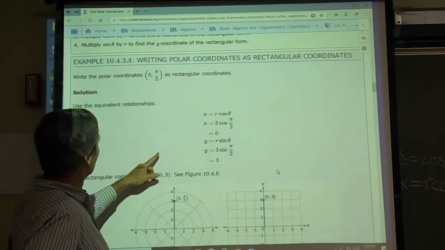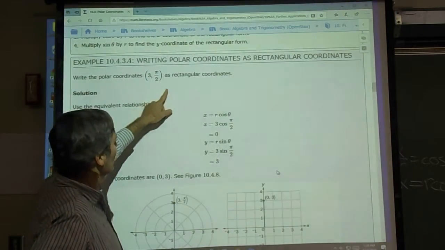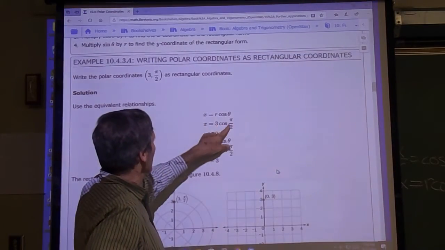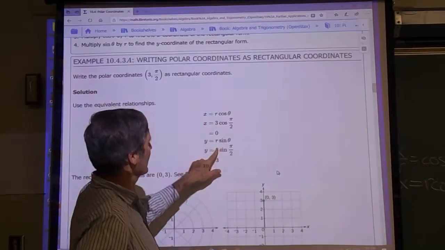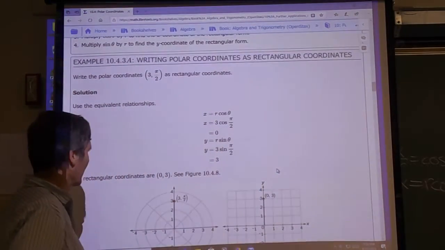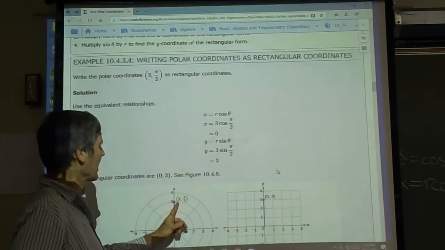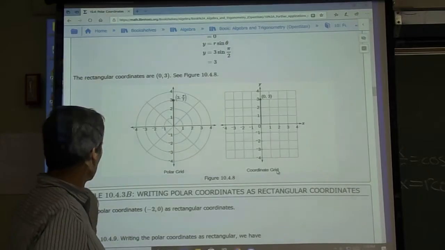Here's converting from polar coordinates 3, pi over 2, to rectangular coordinates. You just say x is r cosine theta, which is r cosine pi over 2, which is 0. y is r sine theta, which is 3 sine pi over 2, which is 3. So we get the point (0, 3) as in the previous example. So (0, 3) in rectangular coordinates is the same point as (3, pi over 2) in polar coordinates.